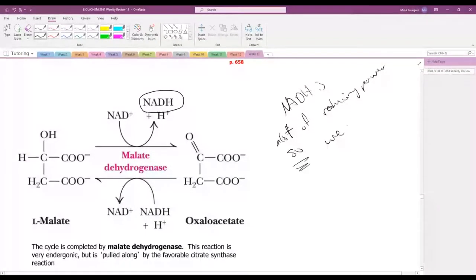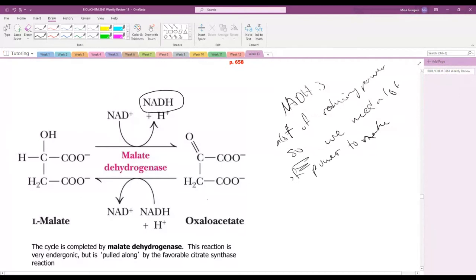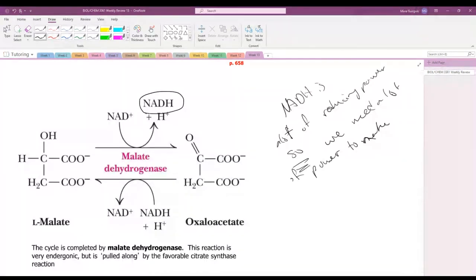So we would need a lot of power to make it. That's why this reaction isn't very spontaneous. And yet it's okay that it's not spontaneous because it's, as your book says, pulled along by the citrate synthase reaction. In other words, despite malate to oxaloacetate not being very spontaneous, the coupled reactions are spontaneous. All right.